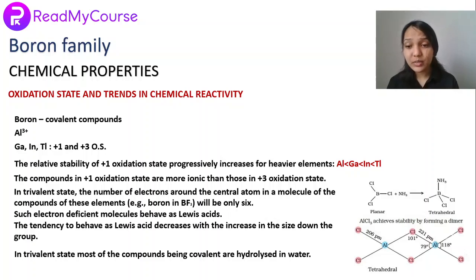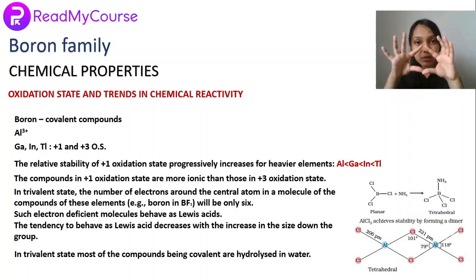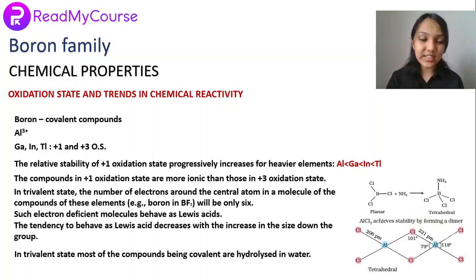And aluminum trichloride achieves stability by forming a dimer. See, when it is just AlCl3, there is no stability, right? It is not completely filled. So it forms a dimer where two chlorine atoms are bridging between two aluminum, and hence it gets a stable configuration, fine. And it still has tetrahedral geometry, fine. This is about the oxidation state and trends in chemical reactivity, fine.